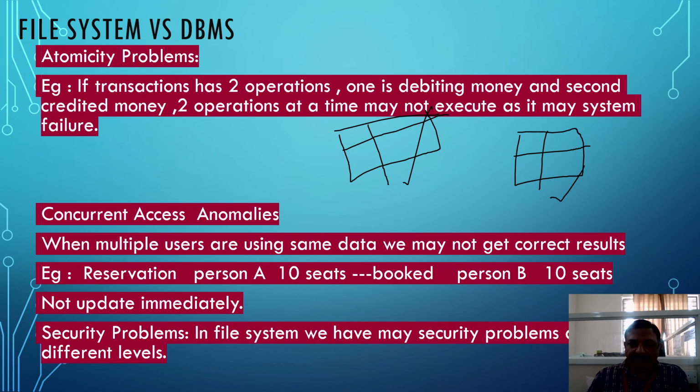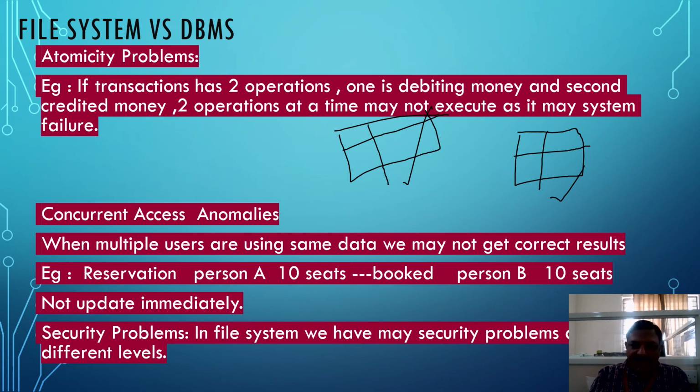Suppose I credited 1 lakh rupees to my friend. Yes, I credited, I'll tell, but in his account, it is not reflected immediately. That operation is not successful because it may be because of system failure in the file system. Whereas concurrent access anomaly is another drawback. When multiple users are using the same data, we may not get correct results.